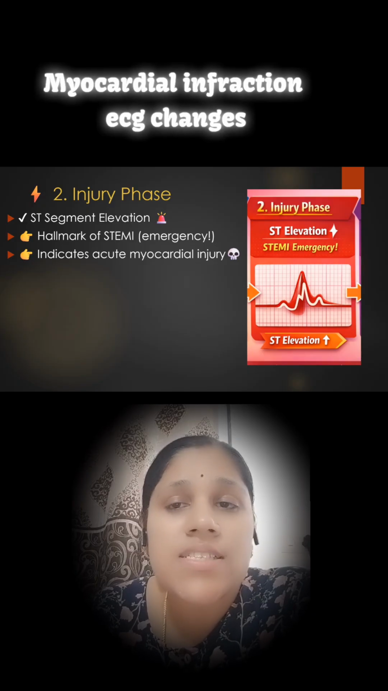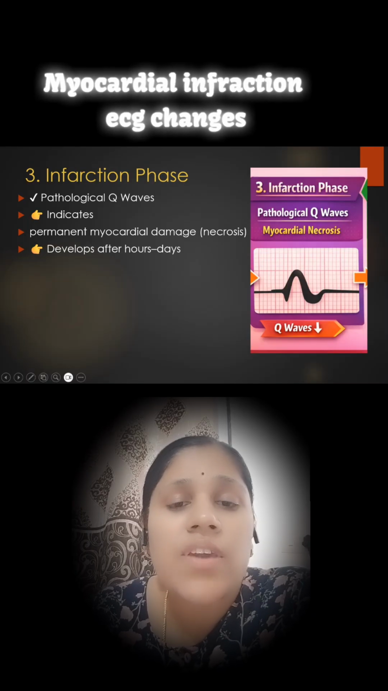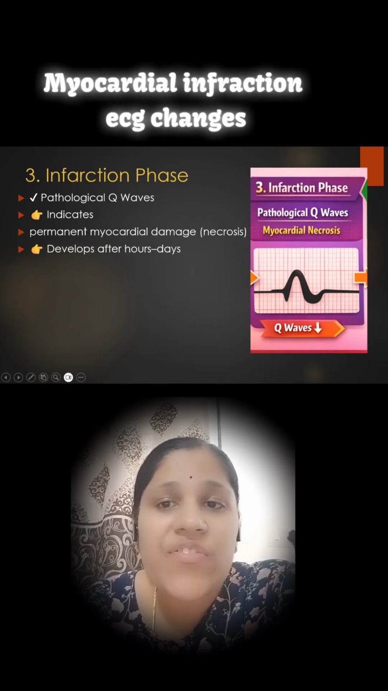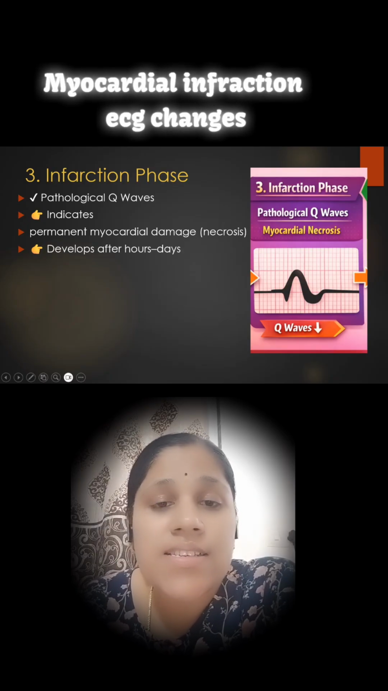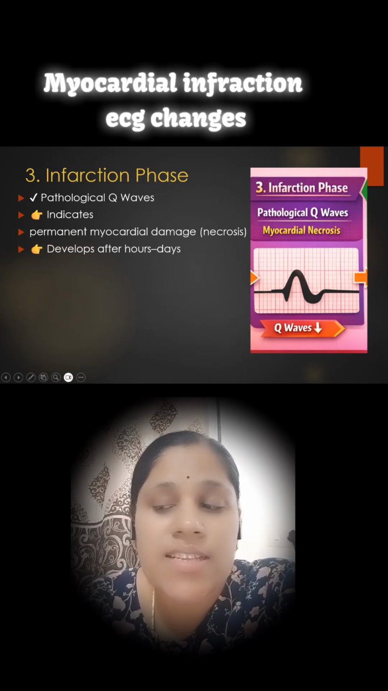And the third one is the infarction phase, where we can see a pathological Q wave in the ECG. This indicates the permanent myocardial damage which has happened because of the necrosis. In this infarction phase, the myocardial muscle has been permanently damaged. This develops within hours, can take up to days, and appears in the ECG.